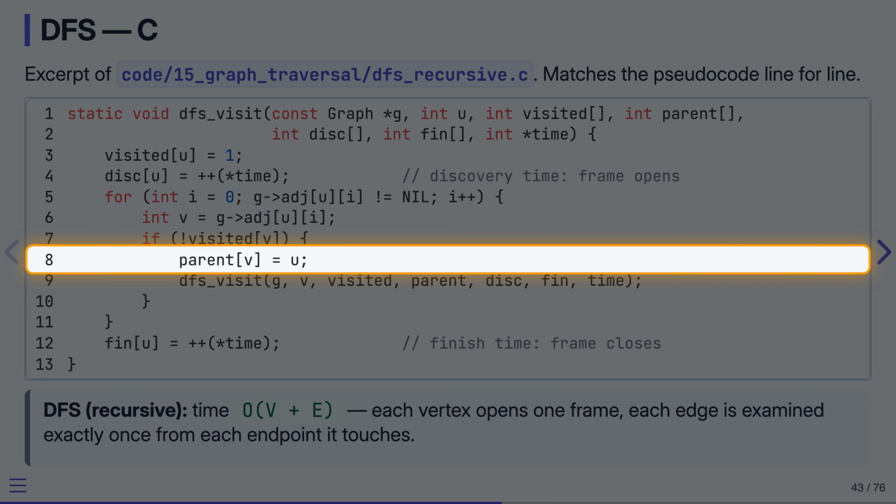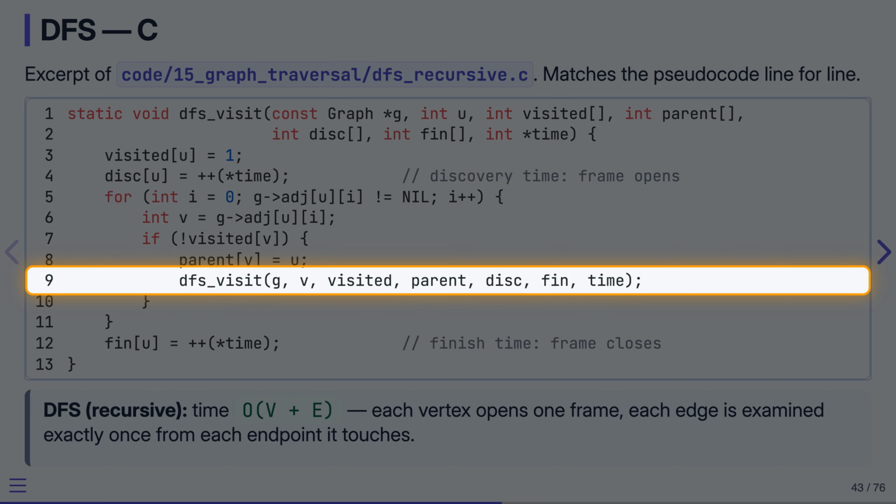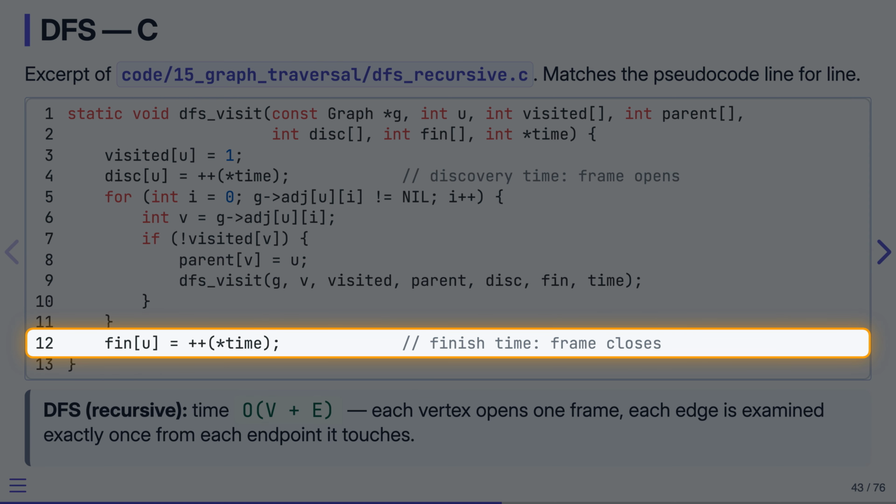If V is new, it records that we reached V from U. It sets parent of V to U. Then it calls DFS visit on V. This is the recursion. One more frame goes on the stack, and we dive deeper. When the loop is done, every neighbor has been handled. It records the finish time. It adds 1 to the counter again and stores it in finish at U. This is the moment the frame closes.